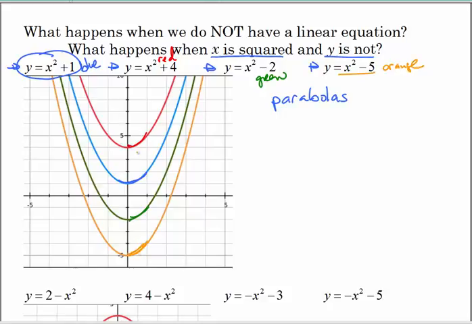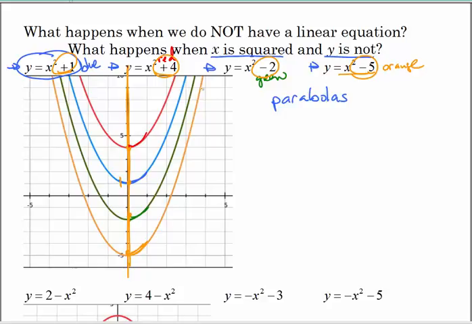Now I want you to look at those graphs. They all pretty much look the same, but what have these numbers done to that graph? Well, plus 1, look at there, I'm at 1. Plus 4, I'm here. Minus 2, minus 5. So all those parabolas are going to be pretty much shaped the same way. Notice they're also symmetric with respect to the y-axis, meaning they're the same on the right as they are on the left. So how would we have to graph something like that?